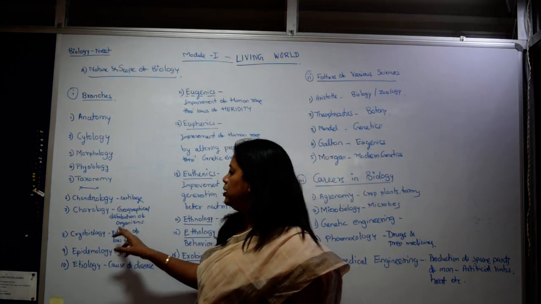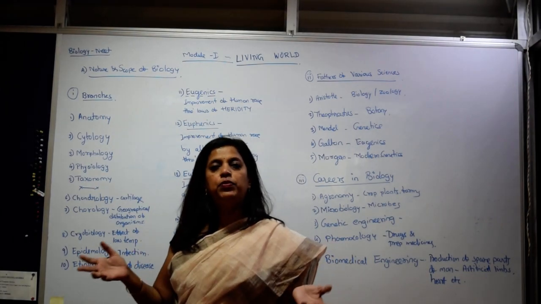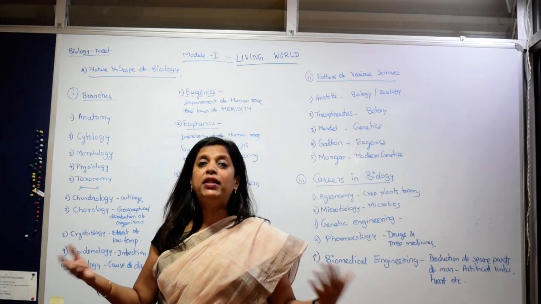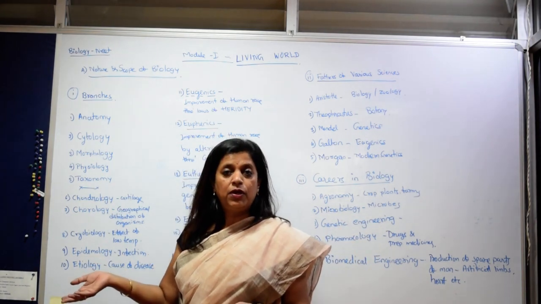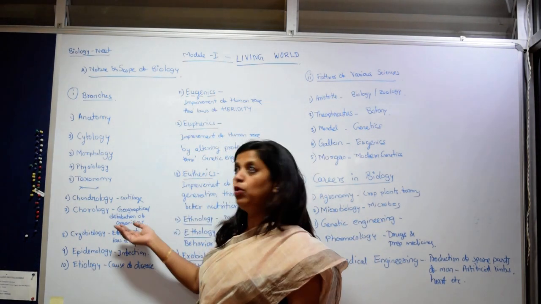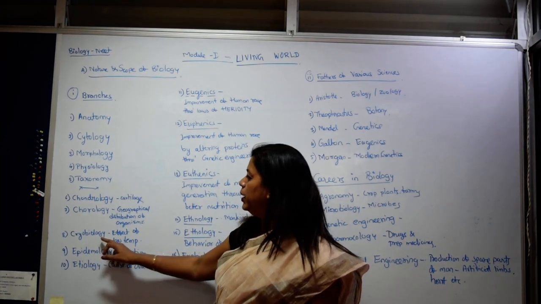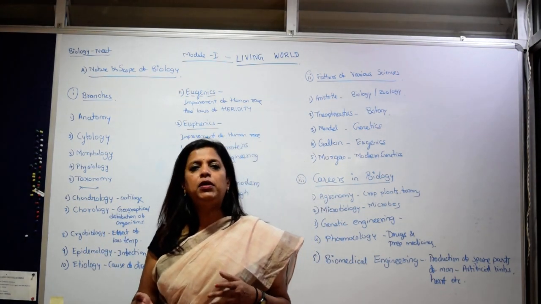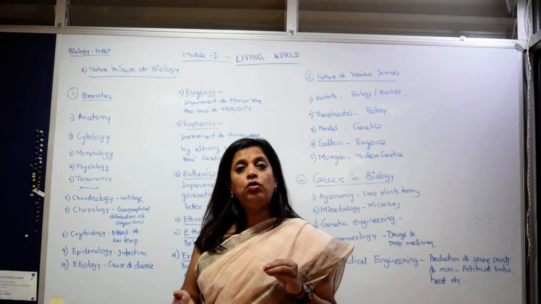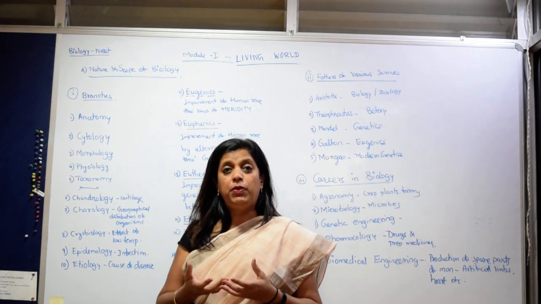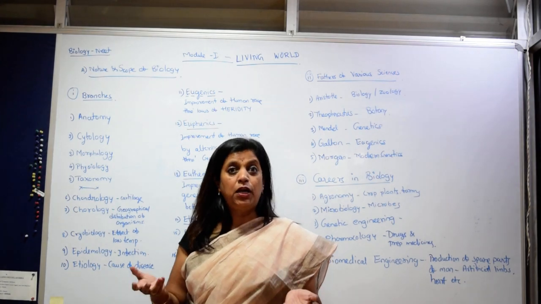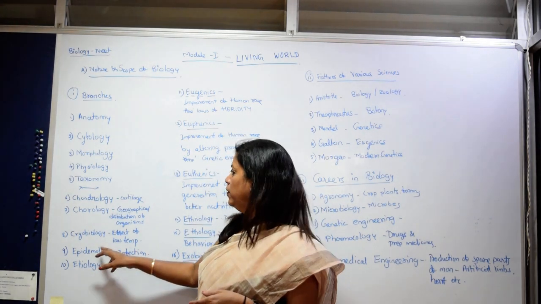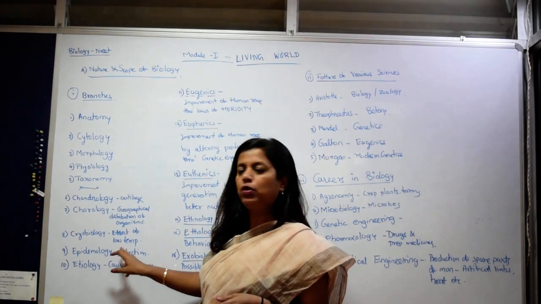Chorology is the geographical distribution of organisms. How are they distributed, on what basis, and why are they distributed. Some are in the Galapagos Islands and are different, and how the organisms differ there. That is called chorology. Then comes cryobiology. Cryobiology is nothing but the study of the effect of cold temperature on living beings, like liquid nitrogen temperature. You are going to learn about the effect of low temperature on organisms.